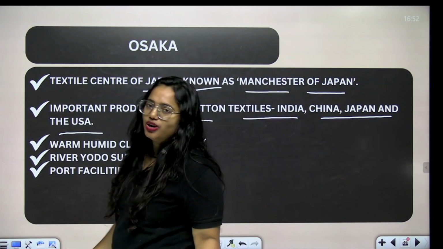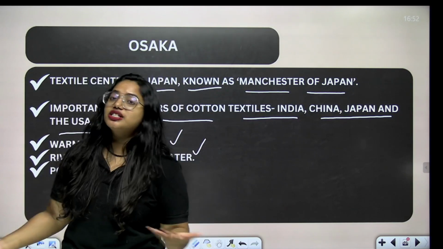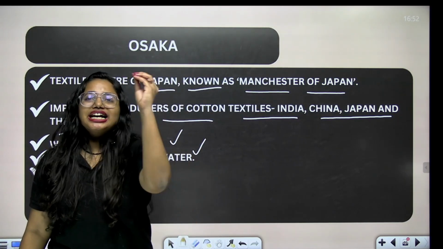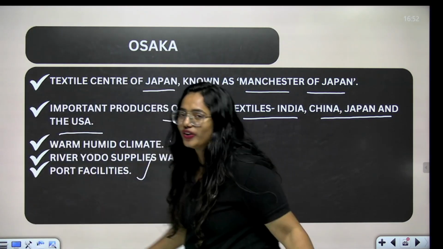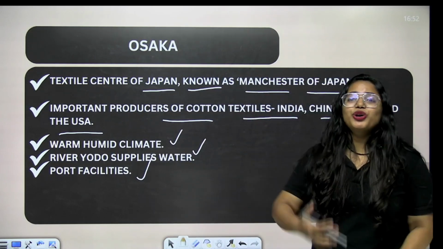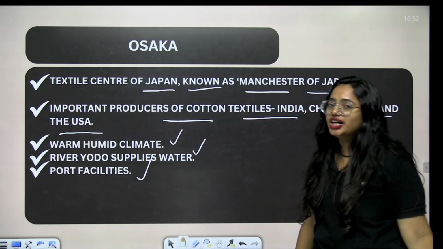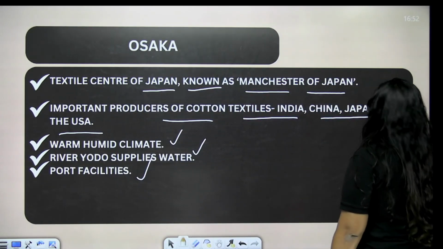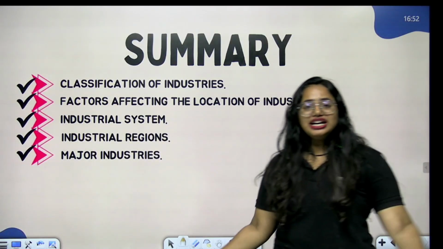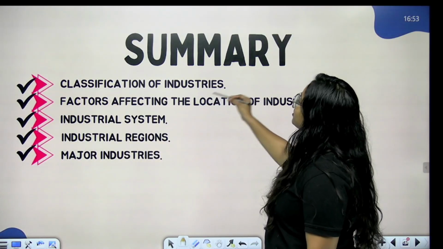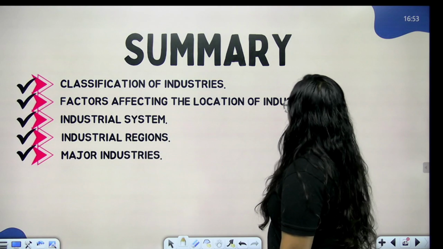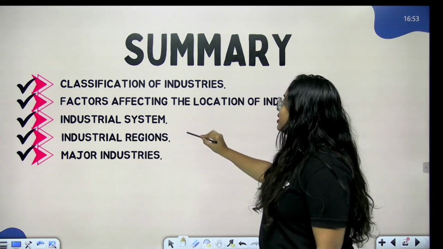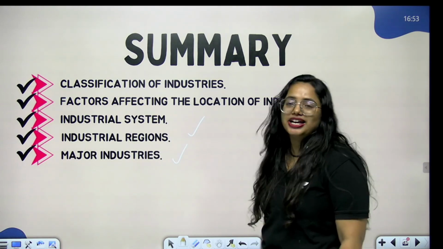So that's all about the main things that we learned in this particular chapter. By this, class 8 geography is over. If you want to learn more and more, you can go through the lessons we posted earlier. And now we are going to summarize the points we discussed today. We started with classification of industries, factors affecting the location of industries, industrial system, industrial regions, and finally major industries.